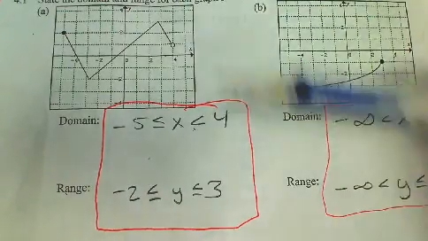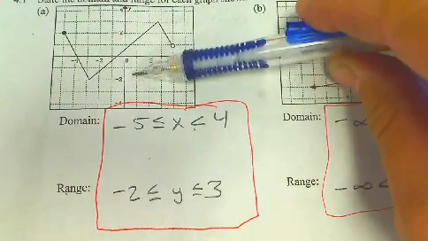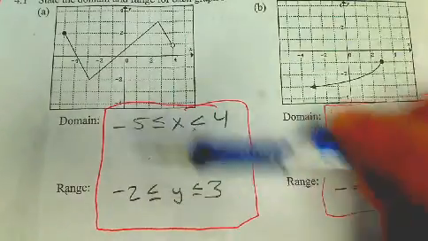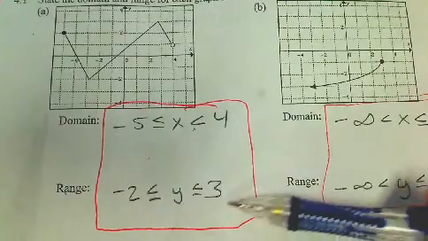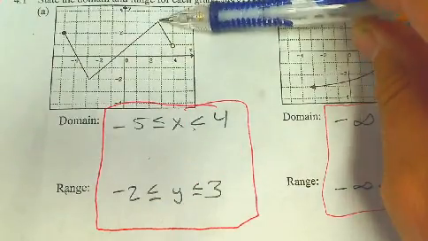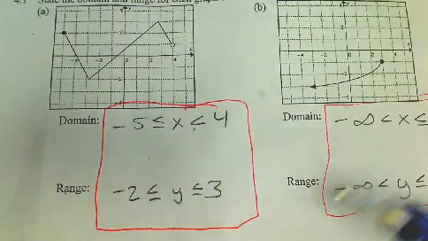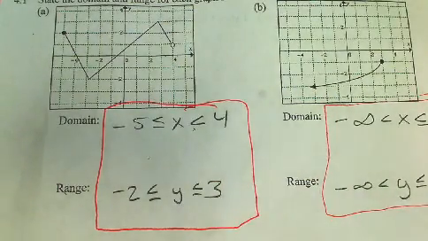That's all it does. So I'm on the y-axis going, what's my smallest y? Oh, -2. Could equal it because it's filled in there. And my highest y value is up here at 3, so it could also equal 3.